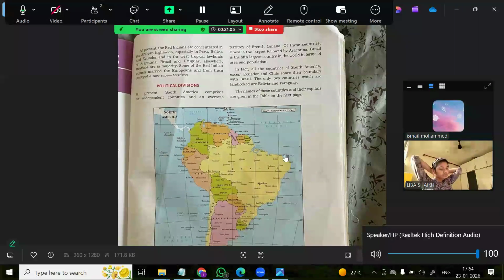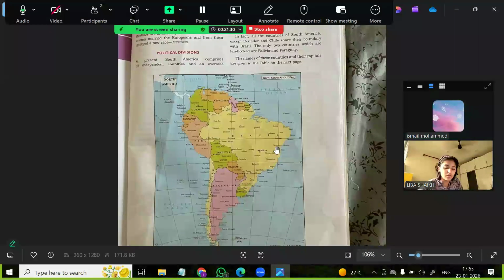Similarly, what is another one? Paraguay. See here, it has borders with Bolivia, Brazil, Uruguay, and Argentina. So it is another landlocked country. These two only are the landlocked countries, and Chile and Ecuador are the only two countries which do not share a border with Brazil.